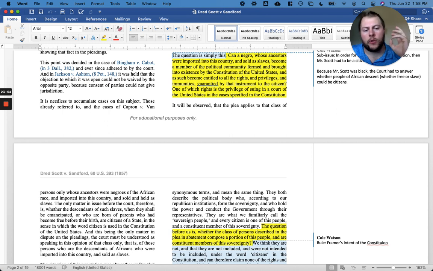So, the short answer right now is the court's going to look at this and say, no, they do not have a right. They are not citizens. Therefore, there is no standing. Let's start pulling at that now.